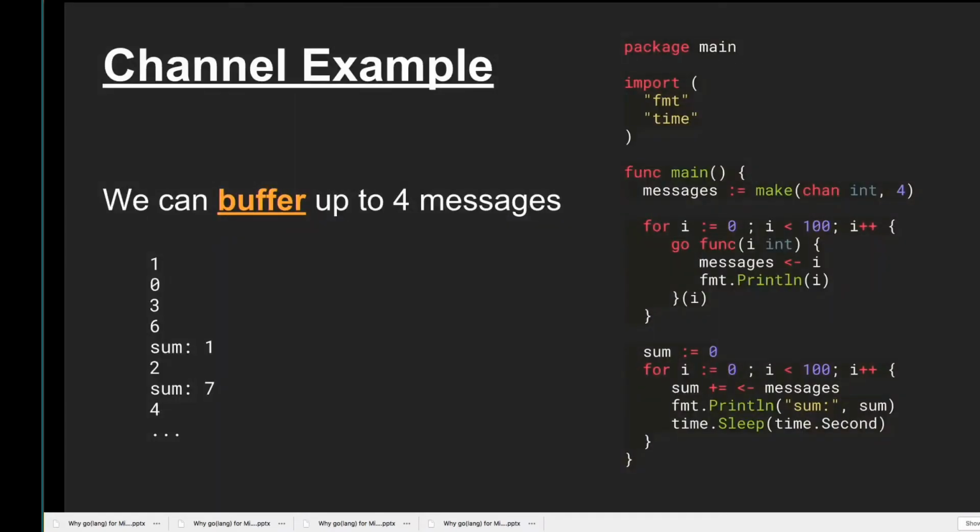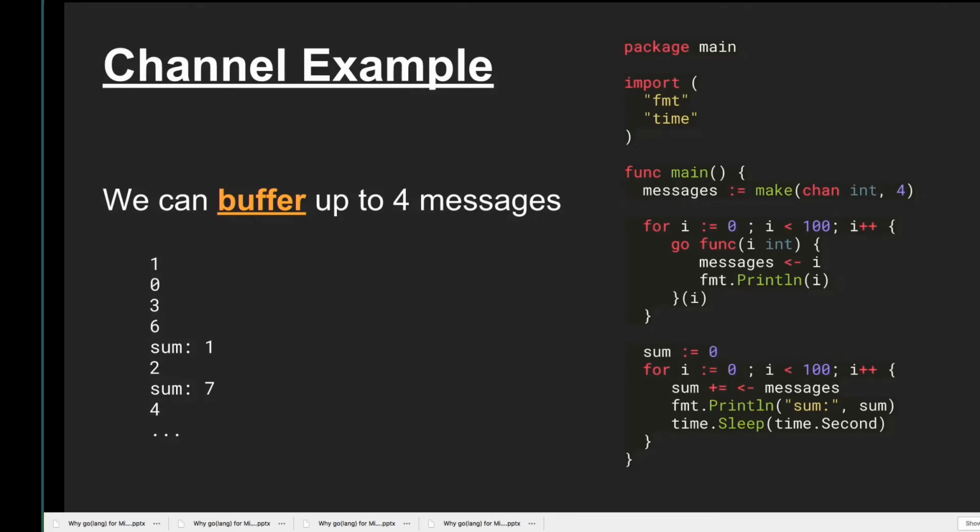We've got an example. Here, our main function is making a channel of integers. So this is a structure that can accept integers. And the 4 here says that it can accept up to 4 integers at a time. So it's a buffered channel. You can write to it 4 times before it will block.